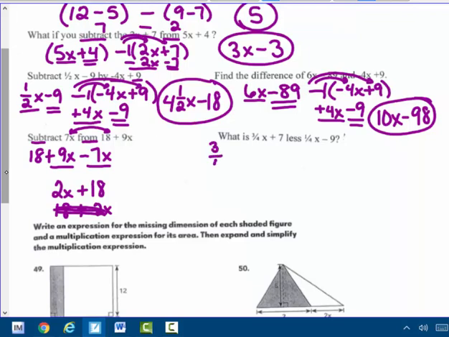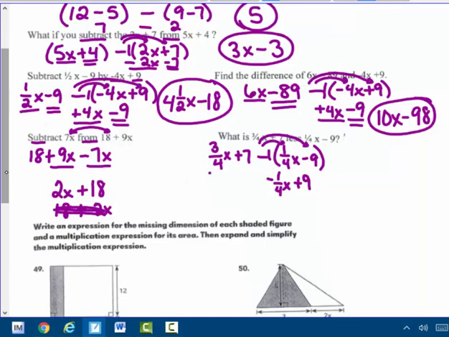So 3/4 x plus 7 subtract 1/4 x minus 9. So I have to distribute this negative to both terms in the binomial. Negative 1 times 1/4 x is negative 1/4 x, and negative 1 times negative 9 is positive 9.